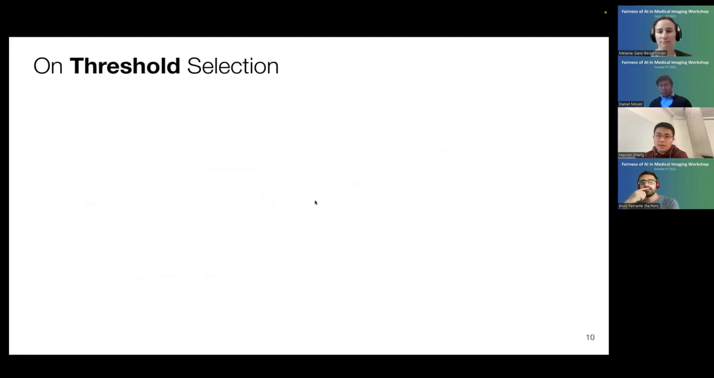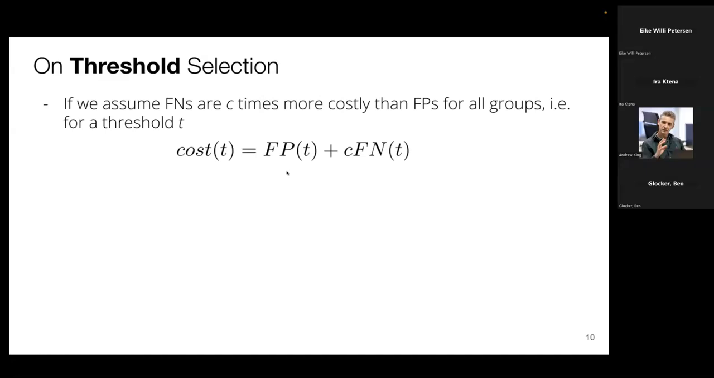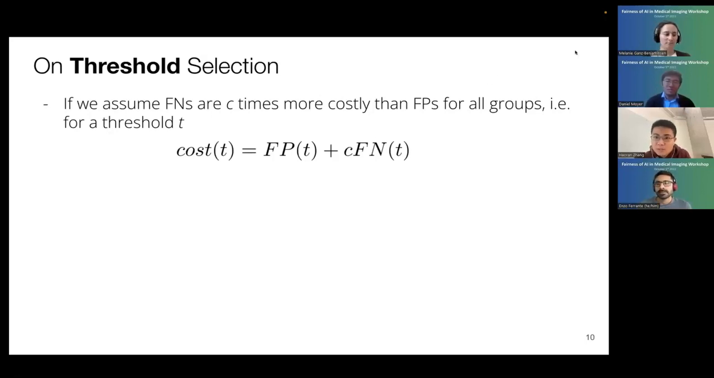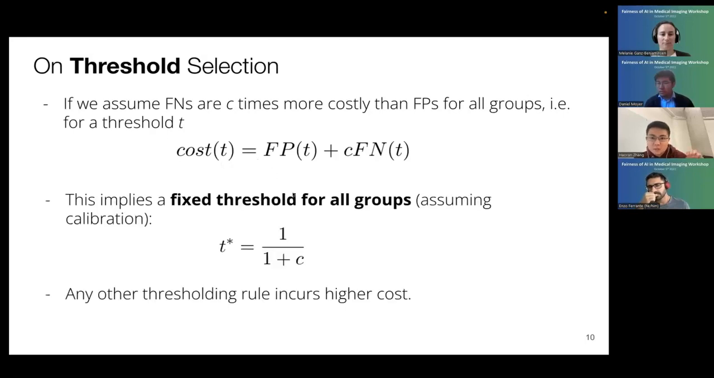Okay, so now that we have a risk score, how can we calculate a threshold? How can we use a threshold to get a binarized value? There are many different ways, and it's highly site dependent. It's even clinician dependent. But one way to do it is to assume that you have some cost for the false negatives and some cost for the false positives. If you assume that the cost, which is a function of some threshold t, is the same for all groups, then there is an exact value for the threshold that we should use for all groups.